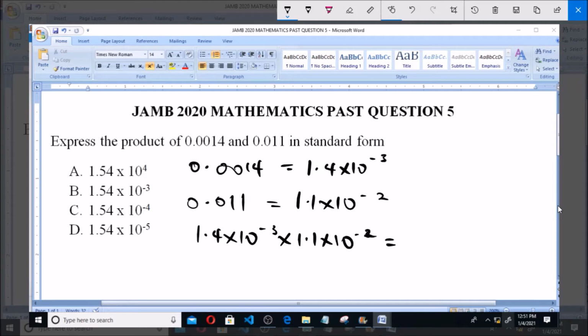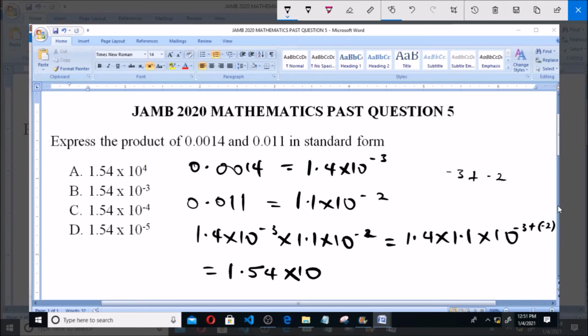Now this is equal to 1.4 times 1.1 times 10 raised to the power of minus 3 plus minus 2. So 1.4 multiplied by 1.1 will give us 1.54, multiplied by 10 raised to the power of minus 3 plus minus 2, which is equal to minus 3 minus 2, and that is equal to minus 5. So raised to the power of minus 5, and this is the answer to this question, which is option D.